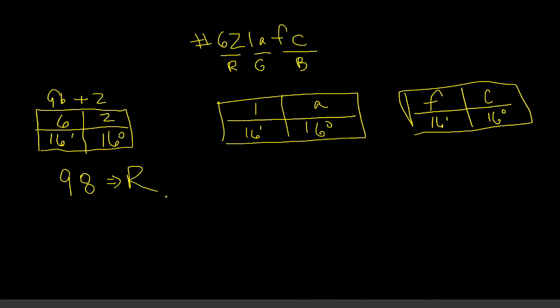Now our A, we said, represents a 10. Right? So we have 10 times 1 here, which is going to be 10. Plus 1 times 16, which is going to be 16. So what we have here is 10 plus 16, which is going to be 26. 26 is our green value.